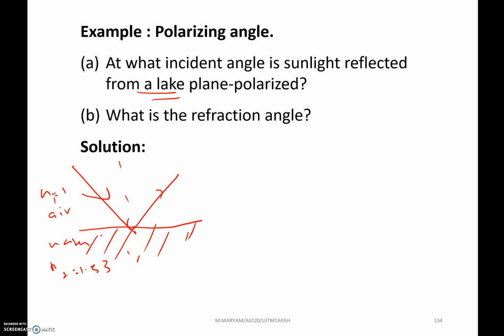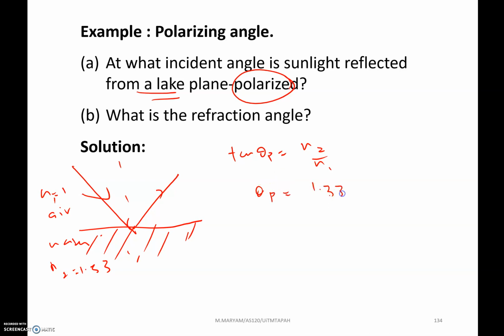So your n1 is equal to 1, your n2 is equal to 1.33, and for polarization we can use Brewster's angle, because we know that usually for a non-metallic surface, polarization will be full polarization or completely polarized. So tangent theta p is equal to n2 over n1. Put in all the values and you can find your theta p here.